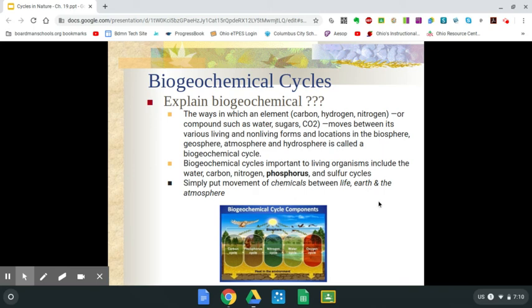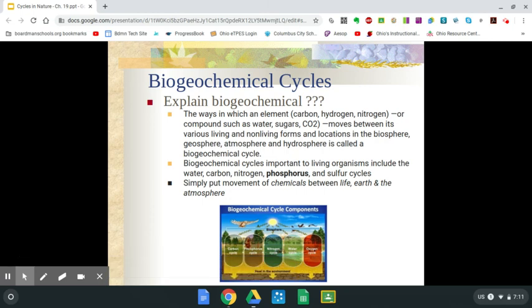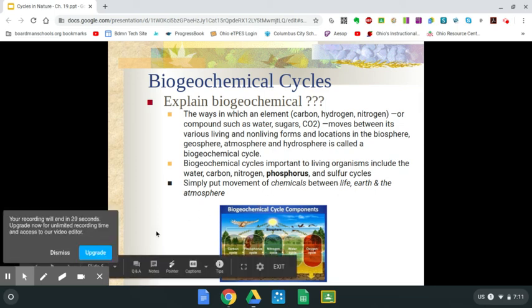Simple definition to put, because you're probably wondering what should I put on that first line, is the movement of chemicals between life, earth, and the atmosphere. There's your word chemicals, there's your bio, and here's your geo. What do we mean by chemicals? Well, the chemicals can be the elements themselves, which we're going to talk about, or the compounds in which they form, such as water, H2O, sugar, C6H12O6, carbon dioxide, nitrous oxide, nitrogen gas.